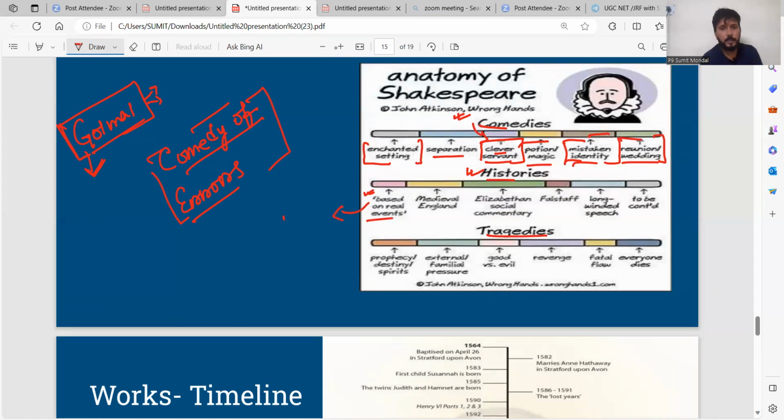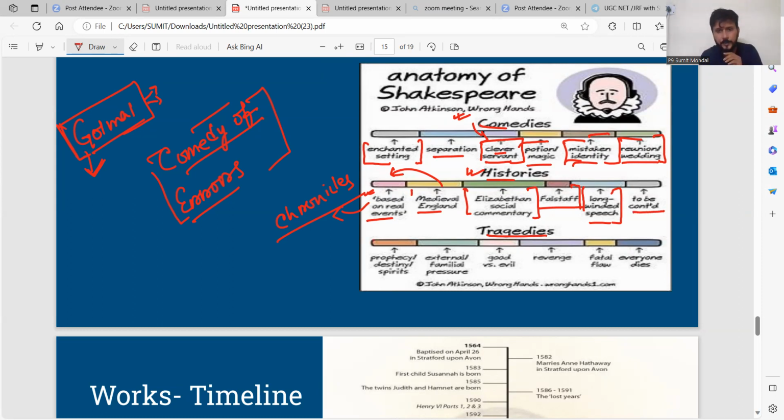Real events, we also call them chronicles. National real events. Medieval England was shown in some way. Elizabethan social commentary, because you are talking about the national history of a certain past, but it becomes political the way you try to make a commentary on the present. Falstaff, a very important character, Barber Arthur, and long-winded speech, because if you need to create something political as a commentary, you need to bring a long speech of a particular character.